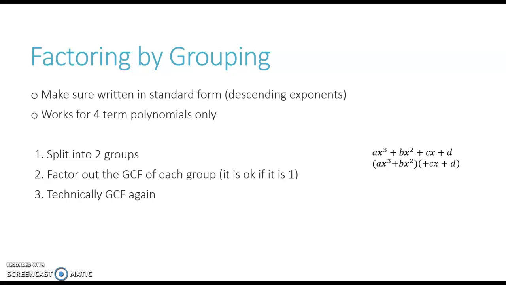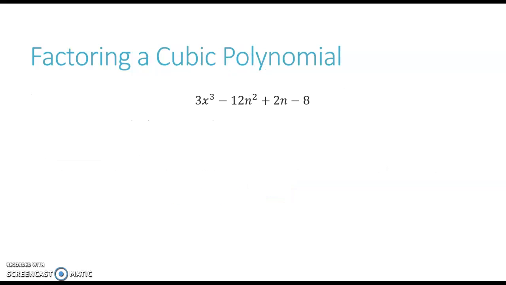So the steps are: split into 2 groups, factor out the greatest common factor of each group, and it is okay for that to be 1. And then I'm saying technically GCF again because you will hear me refer to this as inside, outside. I'm sorry, for some reason it looks awkward, but that's because for some reason it wasn't writing. All right, so that's the basic steps. Let's do it so they make sense.